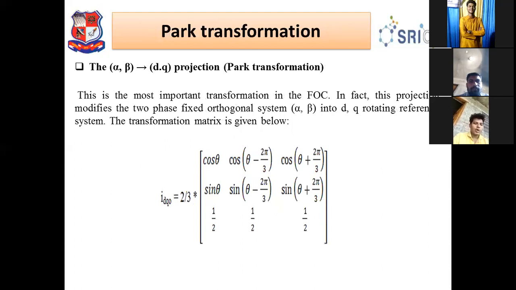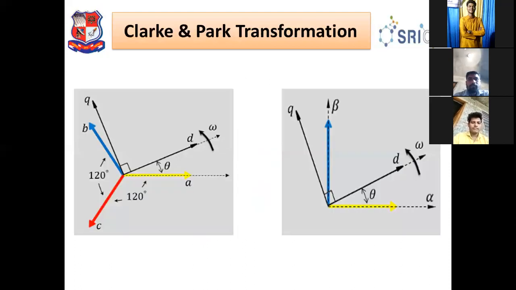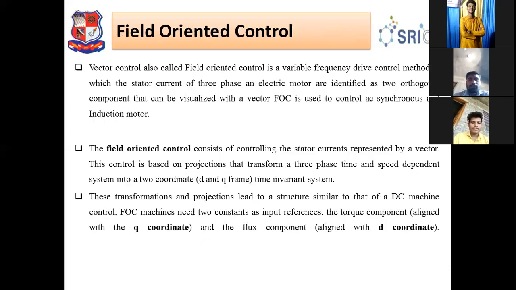This is the most important transformation in the field-oriented control. This projection modifies the two-phase fixed orthogonal system, meaning alpha beta, into DQ rotating reference frames. And this is the equation of current in DQ form. This is the vector diagram of Clarke and Park transformation.